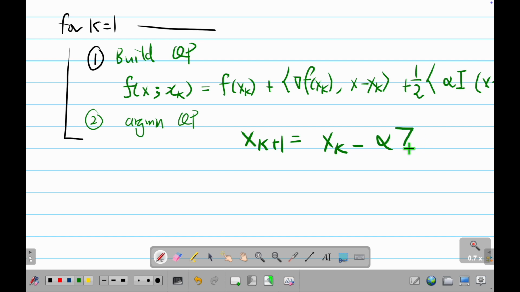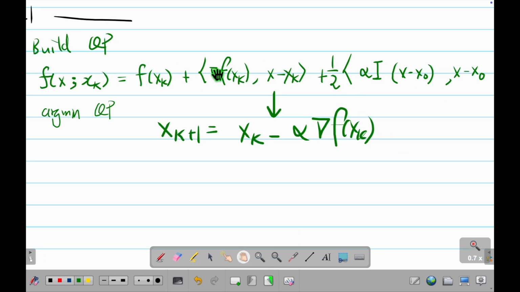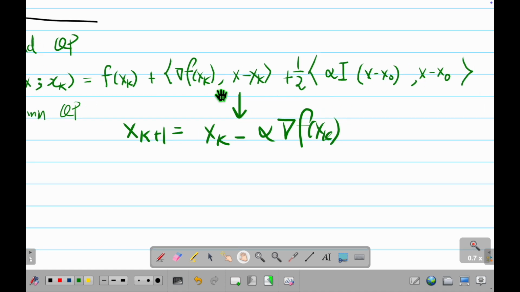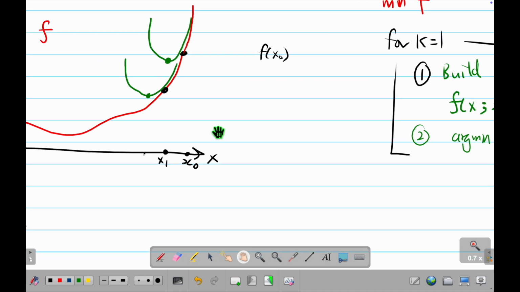Okay, by alpha gradient f. Why do you get this? You arg min this thing over x, you get it. This has no constraint. So how do you arg min this? Take the gradient equals 0, which gives you a closed form solution. You get it. Got it, right? So this is the general idea.